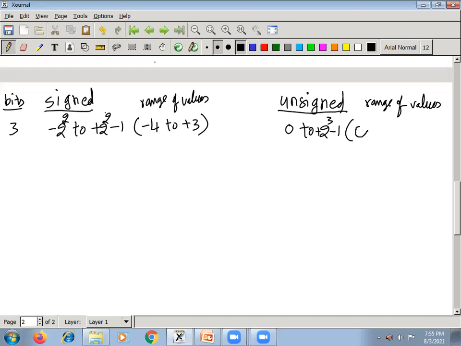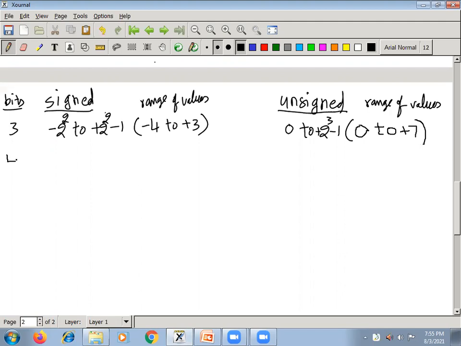So what is the range of values you will get here? It is nothing but 0 to, 2 power 3 is 8, 8 minus 1 is 7. So plus 7. These are the range of values. That means 8 numbers you can store. And what are those 8 numbers? 0 to plus 7.